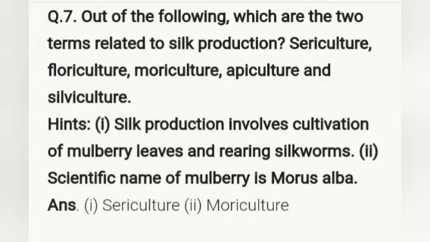And our seventh question is, out of the following, which are the two terms related to silk production? Sericulture, floriculture, moriculture, apiculture, and seviculture. Hints. First one, silk production involves cultivation of mulberry leaves and rearing silkworms. Second one, scientific name of mulberry is Morus alba. Answer is first one, sericulture, and second one, moriculture.